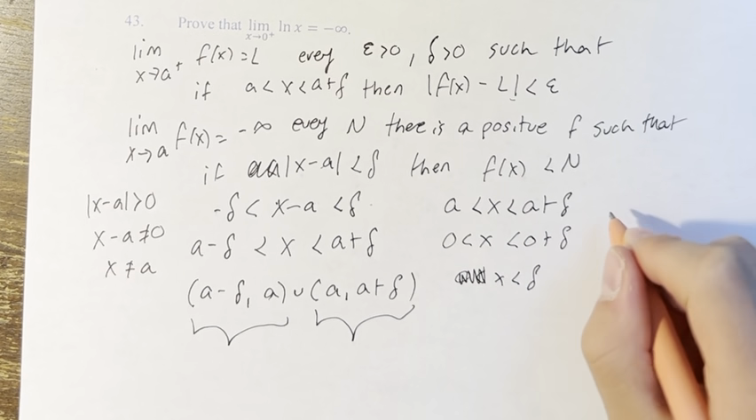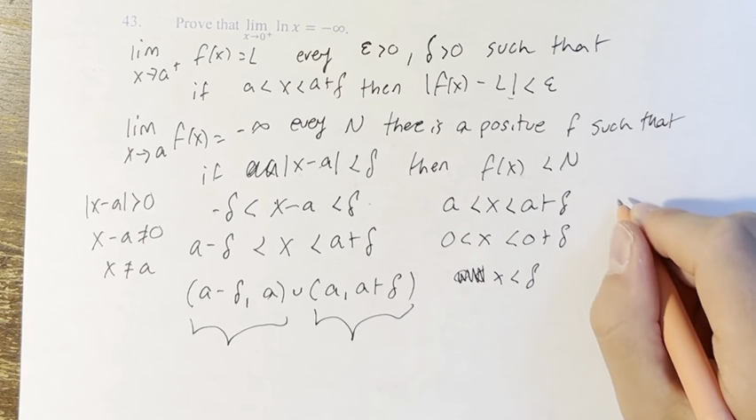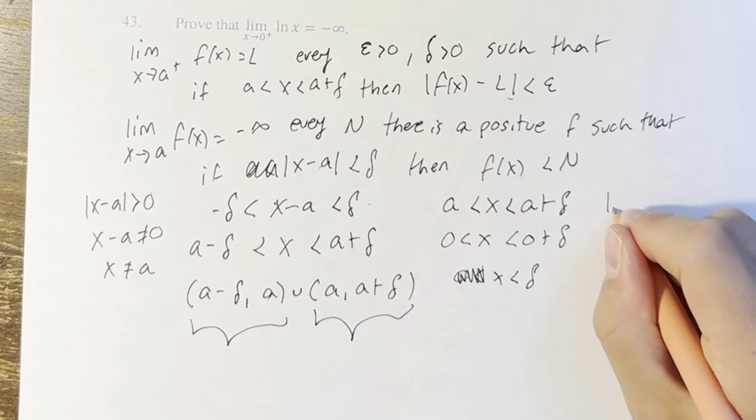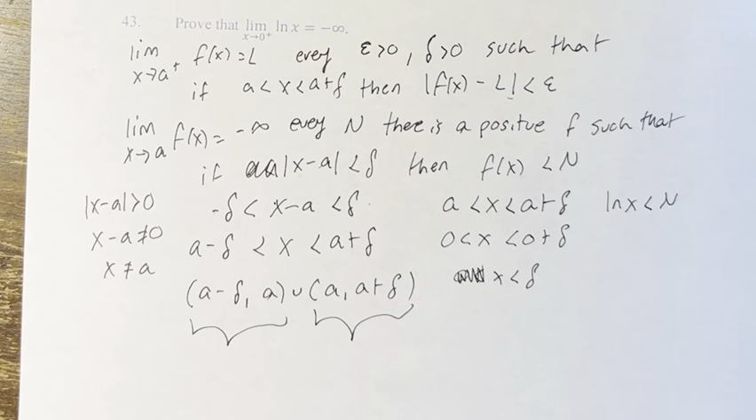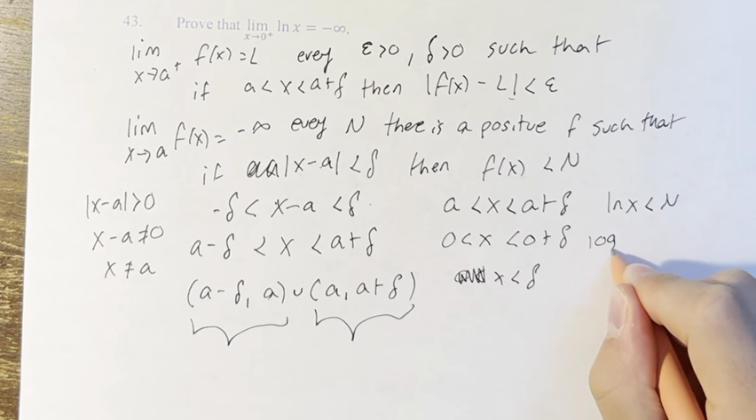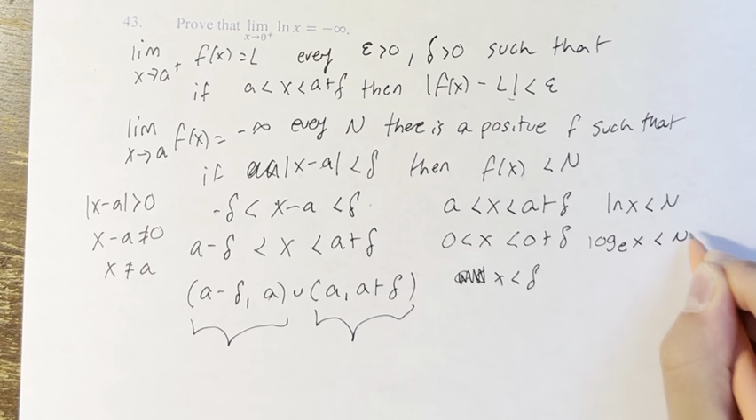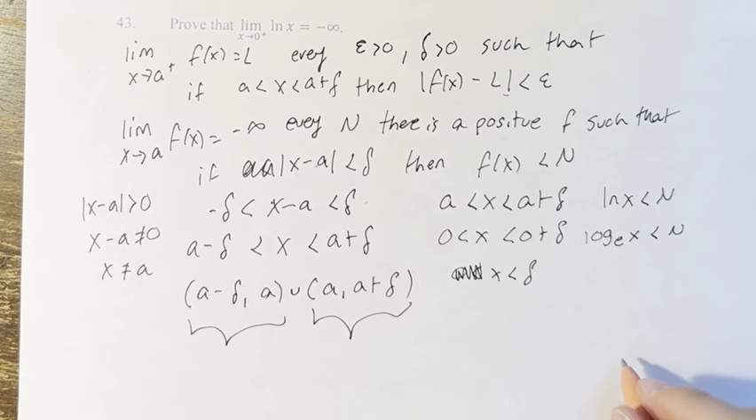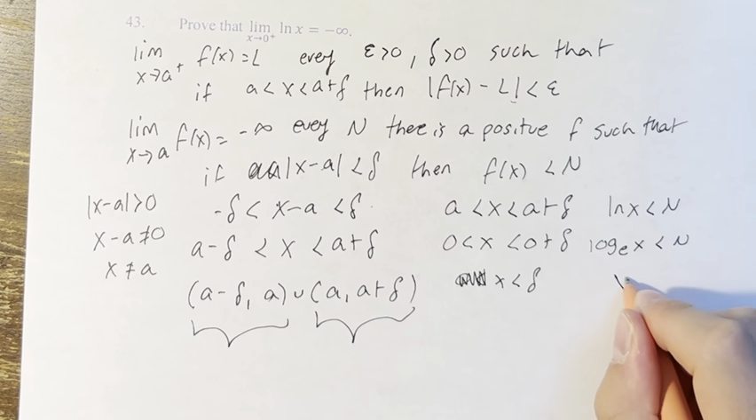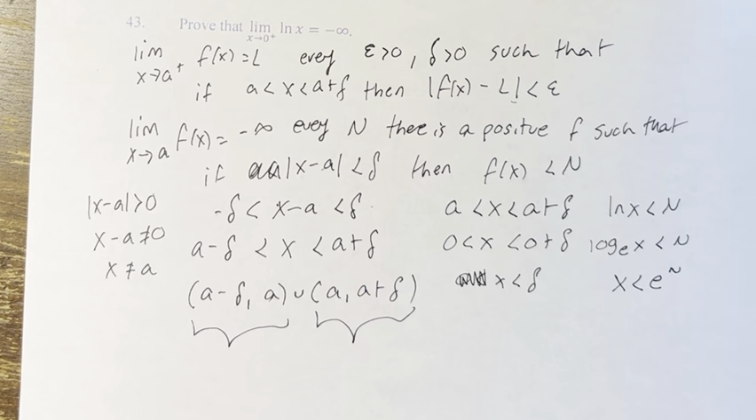If this is true, then f of x is less than n. And f of x here is ln of x. ln of x is less than n. ln is log base e of x is less than n. And therefore, undoing the logarithm into an exponential, we can get that x is less than e to the n.